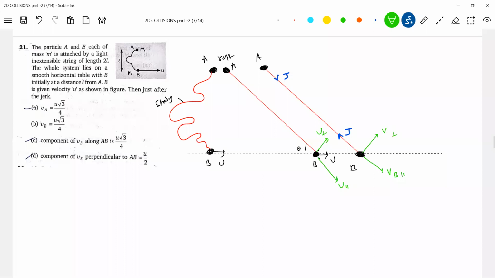So V perpendicular, I will write it simply. The impulse will act in what direction? This will move along the string, so this will have velocity V parallel. This is the sequence of what happens. The component of velocity perpendicular to the string will not be disturbed. Only the component of velocity along the string, what will happen? That will change here.